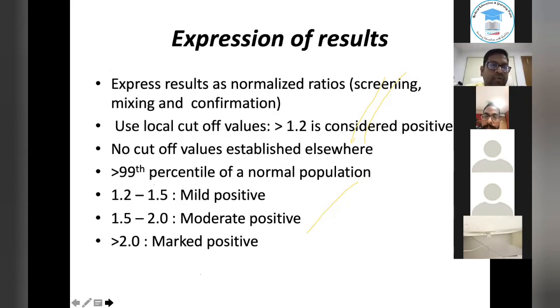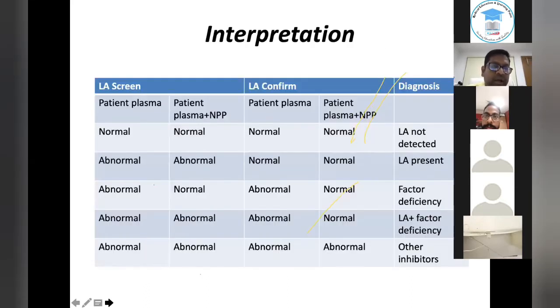And if you have to express it, you should have a local cutoff. 1.2 to 1.5 is mild positive lupus anticoagulant, 1.5 to 2 moderate, and more than 2 is marked positive. How do you interpret the LA screen and LA confirm? If all are normal with the patient, then lupus anticoagulant is not detected. If LA screen is abnormal, mixing is abnormal, but confirm is normal, then LA is present.